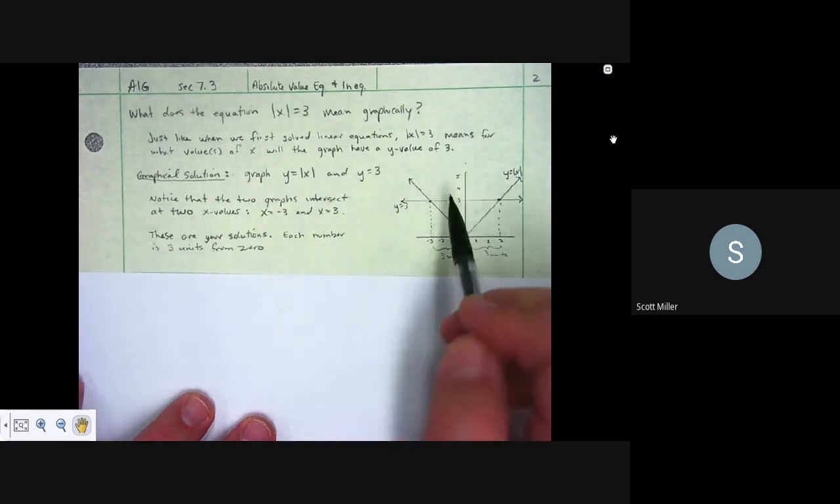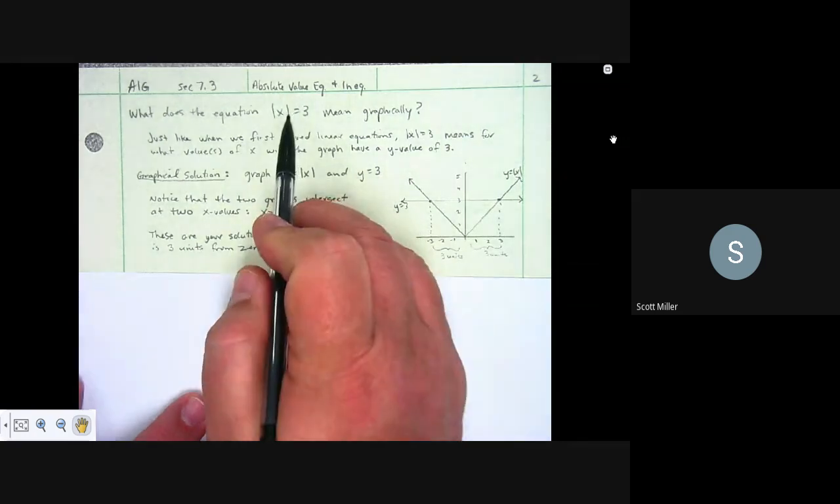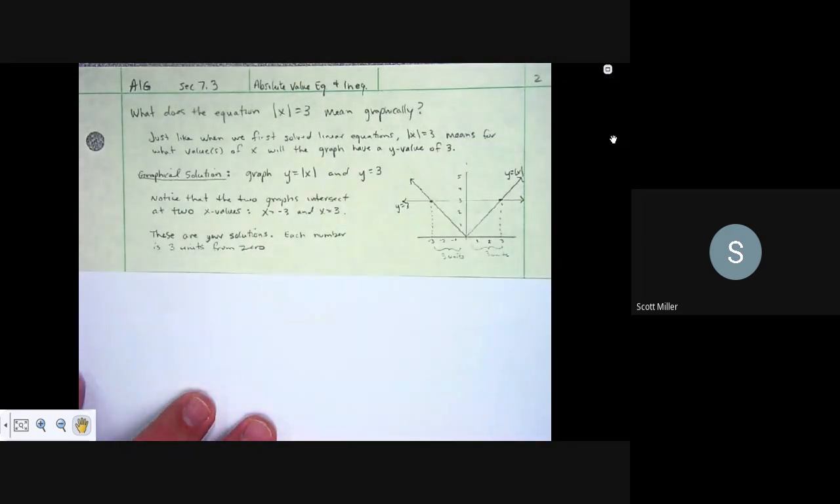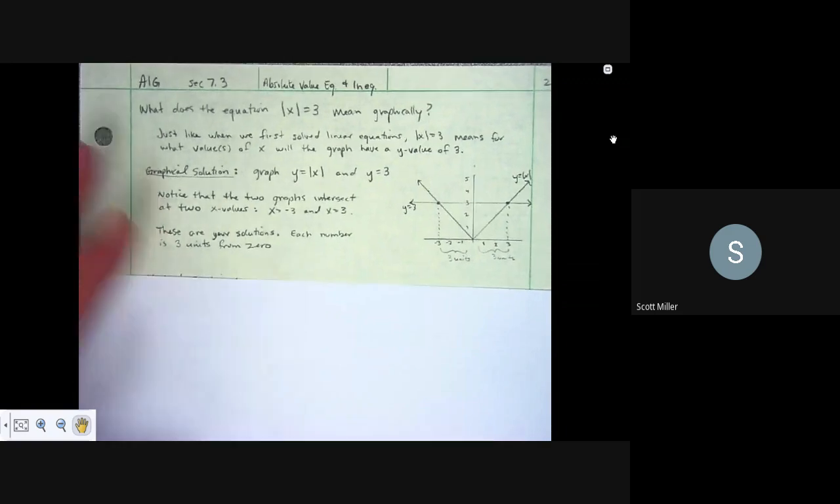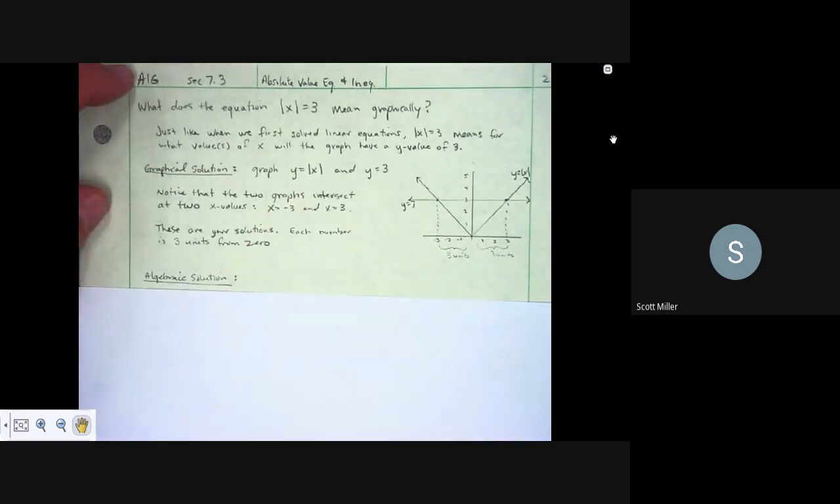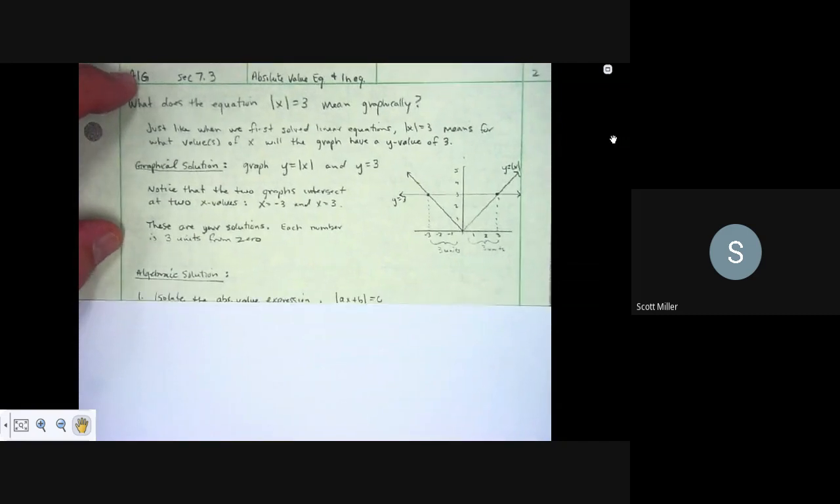Where the graphs intersect would be solutions, and notice there's more than one. Well, we can't be graphing all the time. That's what's happening when you look at an absolute value equation. So how do I solve it algebraically? Okay, so let's take a look at this.